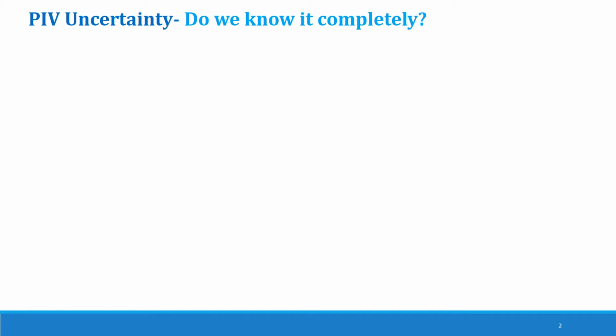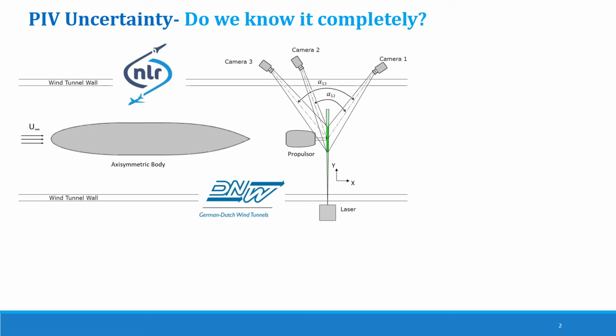One of them was Simona, a student at the Royal Netherlands Aerospace Centre NLR, who planned to perform stereoscopic PIV measurements for the flow at the outlet of a ducted boundary layer ingesting propulsor at German Dutch wind tunnels. She and her team came up with some more questions.